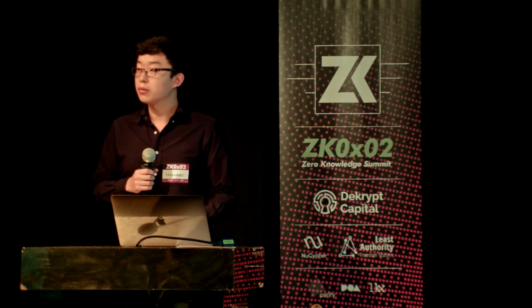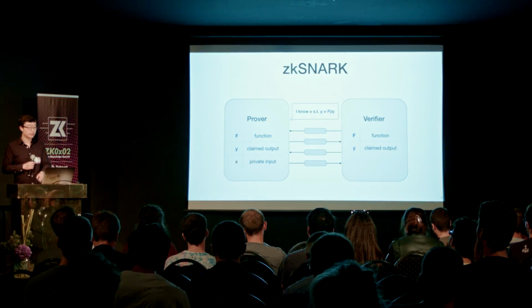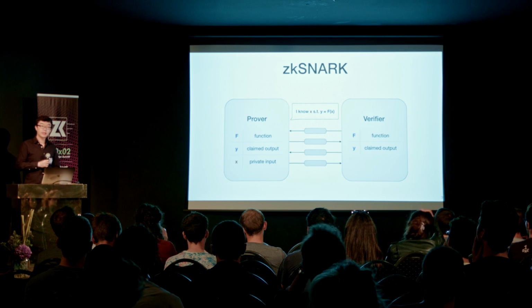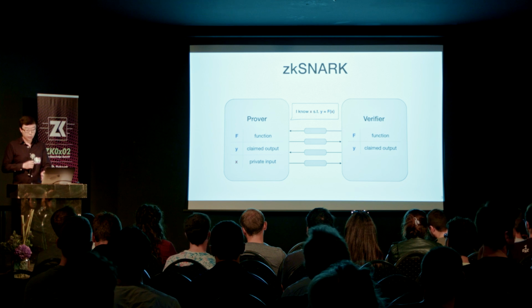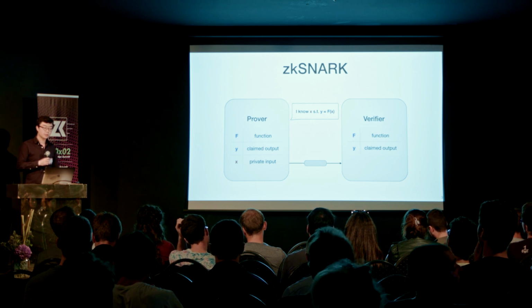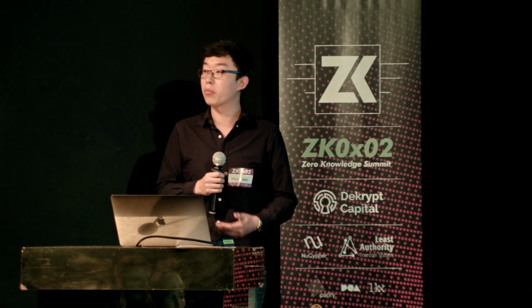Now, there's one particular type of zero-knowledge proof that has recently gained a significant amount of attention, and this is zkSNARKs. A zkSNARK is a zero-knowledge proof with a few additional guarantees. For one, you have non-interactivity. So what this means is that the prover only needs to provide a proof to convince the verifier that they know the private input x. Secondly, you have succinctness. And what this means is that the proof itself is small in size, and the verification time here is fast.